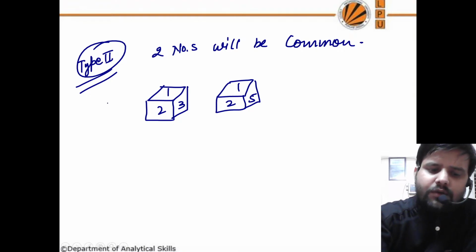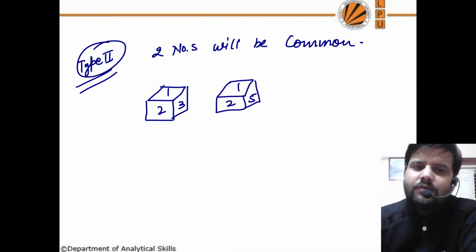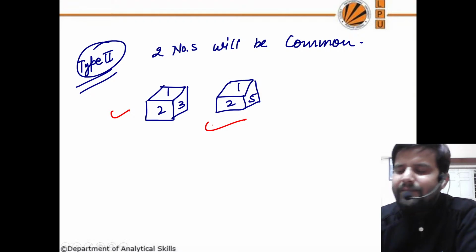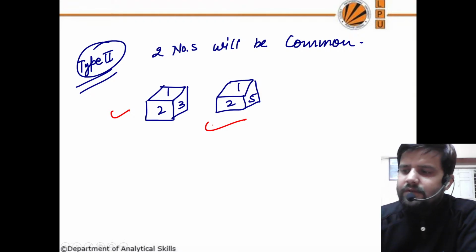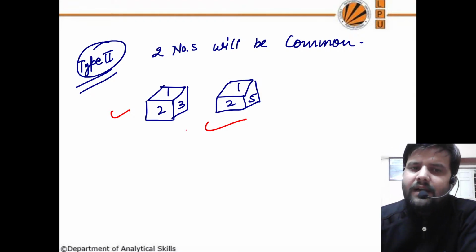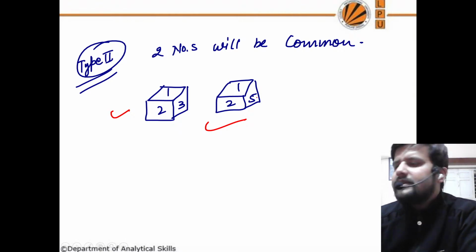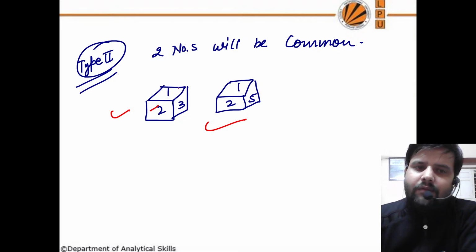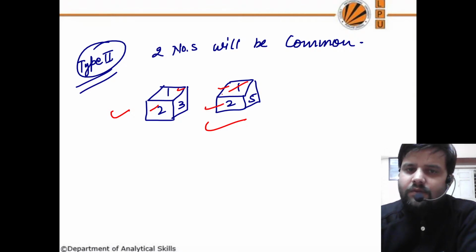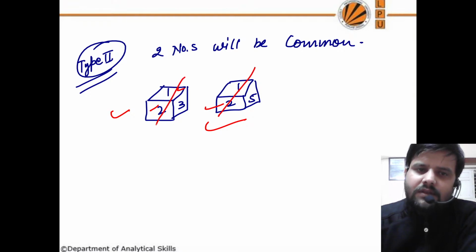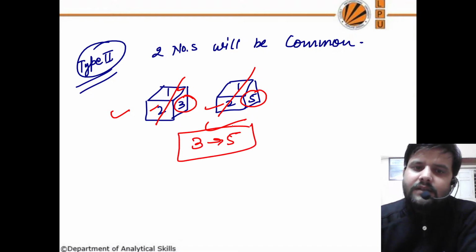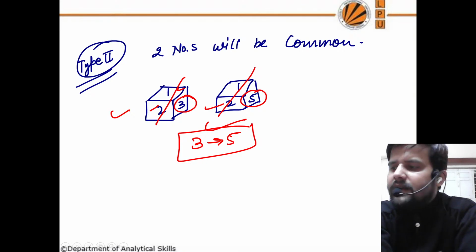So now if only two images of a same dice are given to you and two of the numbers are same in both the pictures, what does it mean? It means that whatever is different in both the pictures will be opposite to each other. For an example, 2 and 1 are there in both the cases. Just ignore these two common numbers, and whatever is left, 3 here and 5, so 3 will be opposite to 5. This is type 2, when two numbers are common in two pictures.